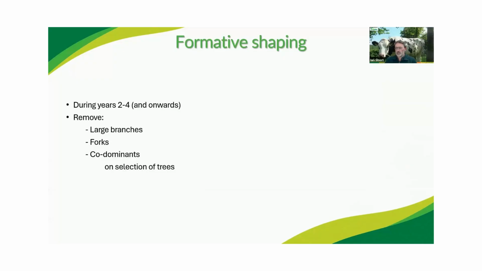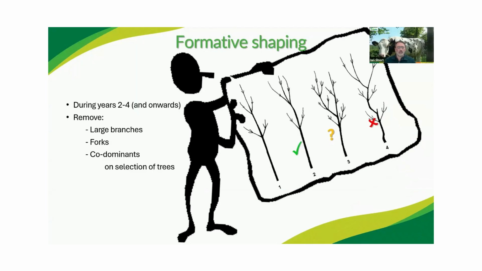So formative shaping is a very important and a very easy exercise to carry out. You can do it yourself within the first 2 to 4 years and onwards. You can carry on doing it. And in this, you remove the large branches and you remove the forks and you remove the codominance of only a selection of trees. So in this illustration here, you can see we've got grouping 1, 2, 3, and 4. Group 1 are trees that don't need any formative shaping. They're the ideal trees. Group 2 are ones that, in this case, have 2 codominants, those 2 branches at the top, one either side of the central stem. So those 2 would be removed in a formative shaping exercise.